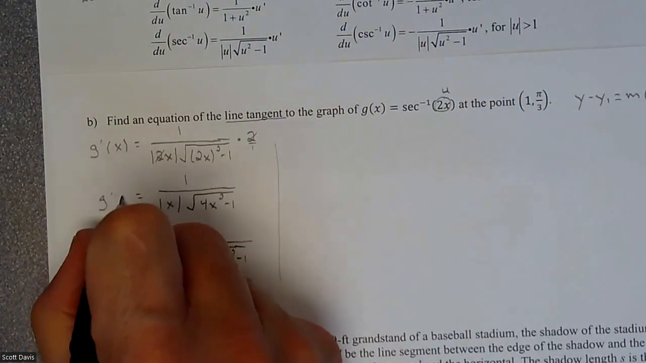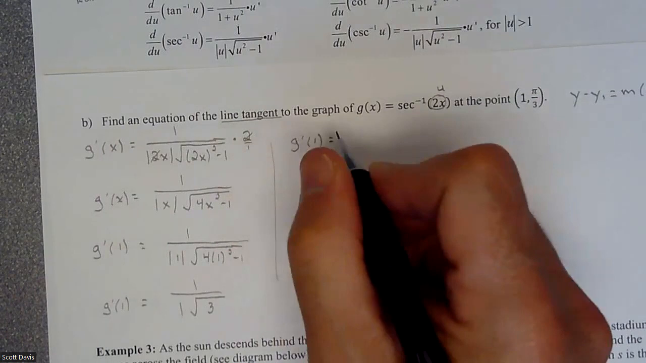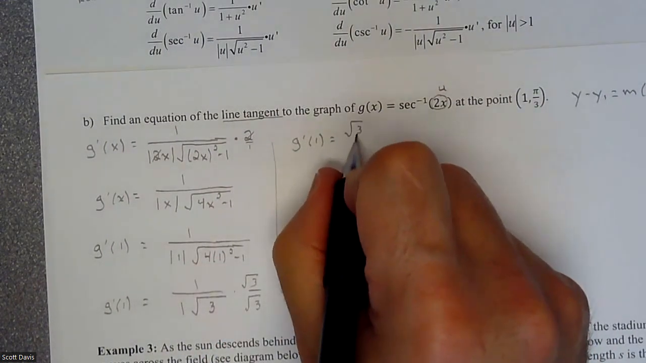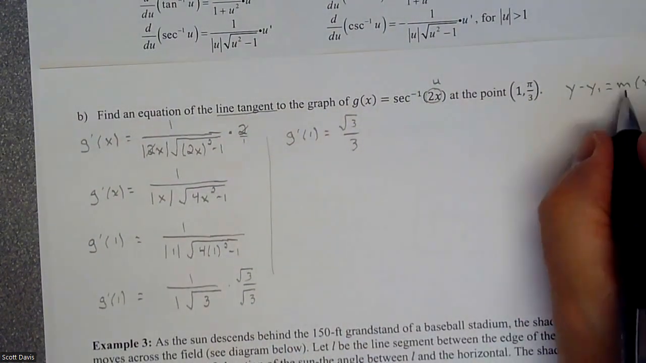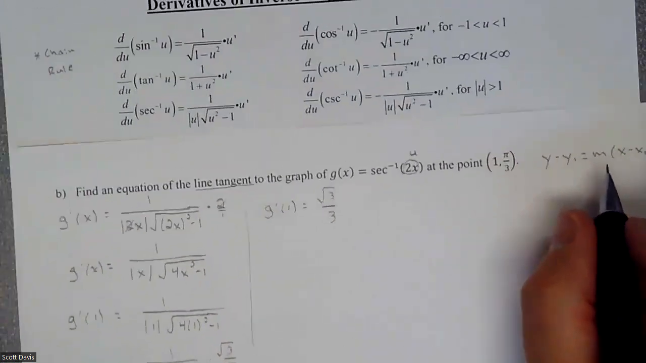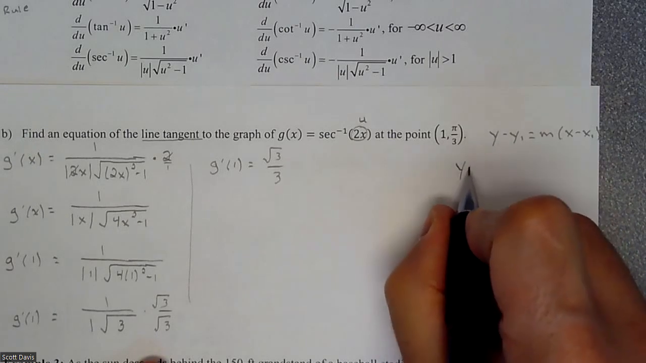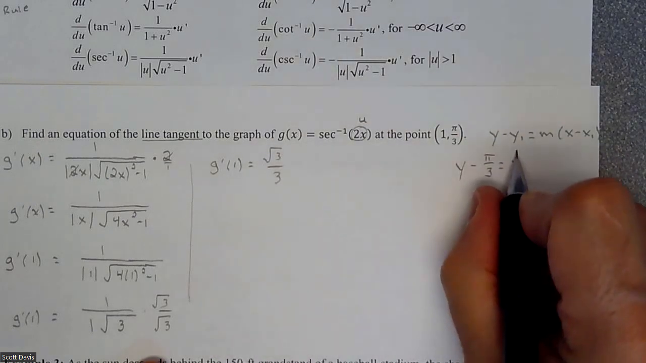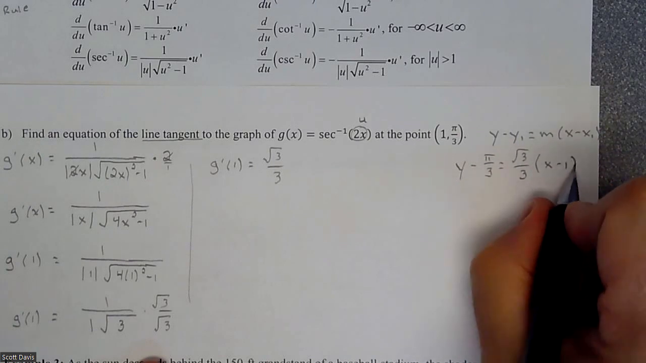So we're looking at our slope at 1. Keep my good habits here. Our slope at 1 is 1 over root 3, which let's rationalize. So our slope is root 3 over 3. So that's our slope. So we're going to use that slope to finish off this equation. We're going to take that slope, plug it in. We have our x value, we have our y value. So we're looking at y minus our y value of pi over 3 equals our slope of root 3 over 3 times x minus 1.